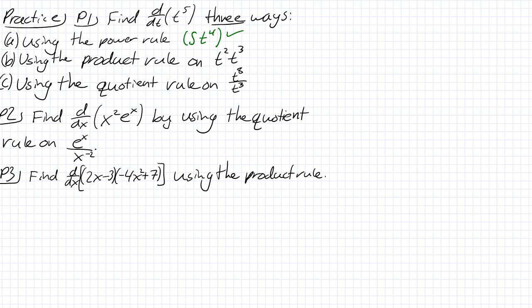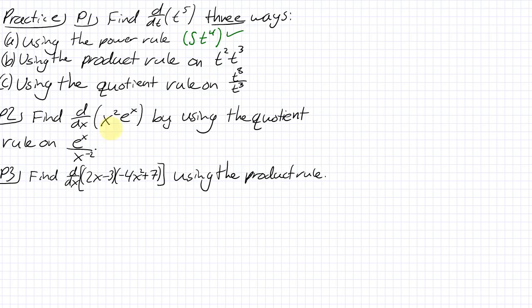Then for part B, find the derivative of the same function, but write it as t squared times t to the power 3. That's the same as t to the 5th, and you should be able to differentiate it like a product that way. And then also find the same derivative using the quotient rule. Make sure you get the same answer for A, B, and C, because these are all three different ways of computing the same derivative. And it will be more than three times as good as just doing it once.